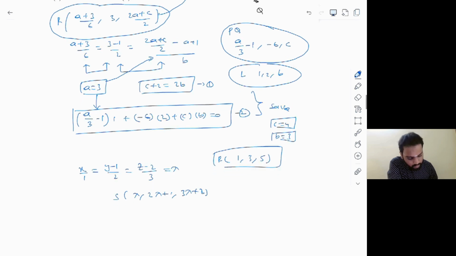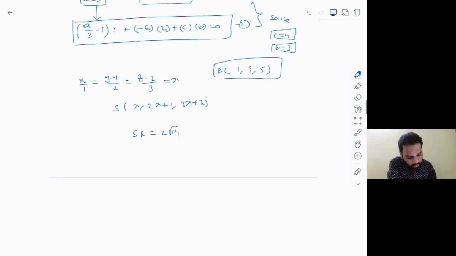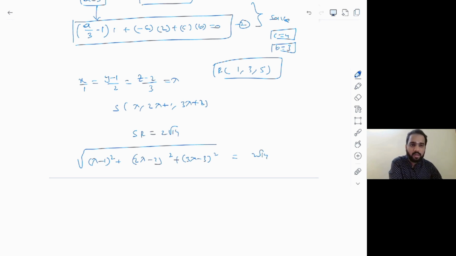So finally, the distance between these two points, SR, is given as 2 root 14. Now you know what to do very well. Directly apply the distance formula: square root of (lambda minus 1) whole square plus (2 lambda minus 2) whole square plus (3 lambda minus 3) whole square, which is equal to 2 into square root of 14. Finally, square both sides, you get a quadratic equation. Solve for the values of lambda.